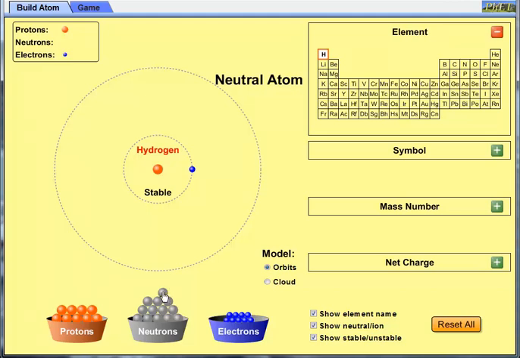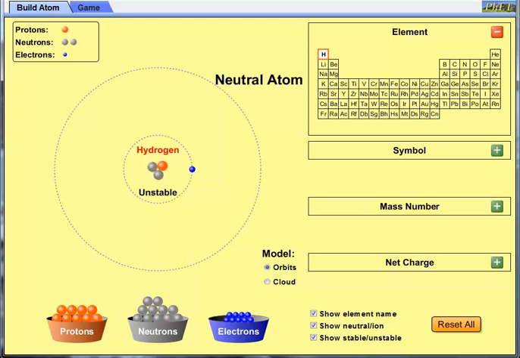The first hydrogen, hydrogen 1, and this is hydrogen 2, and they are called isotopes. So isotopes are atoms with the same number of protons in the nucleus but different number of neutrons. Now, how many neutrons can we go on adding? Well, let's see. Here we go. We'll add a third one in.